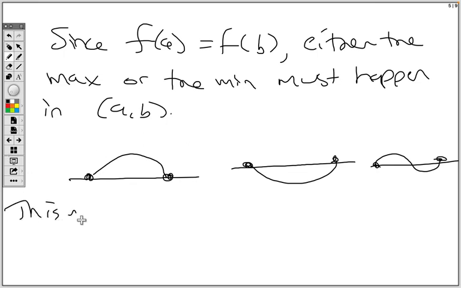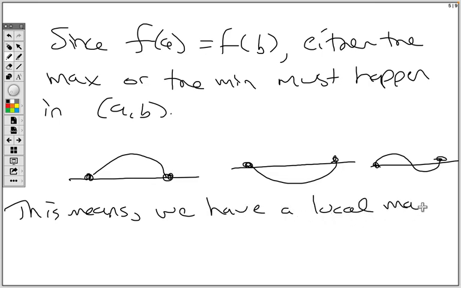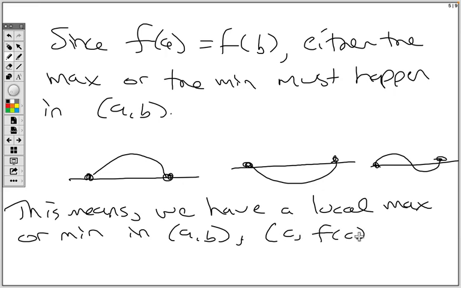So this means, well, what does that mean? If we have a maximum or a minimum in the open interval (a,b), this means we have a local max or min in the interval (a,b). And now it's time to cite Fermat's theorem. Well, let's be specific here. So we have a local min in the open interval (a,b). Let's call it (c, f(c)).